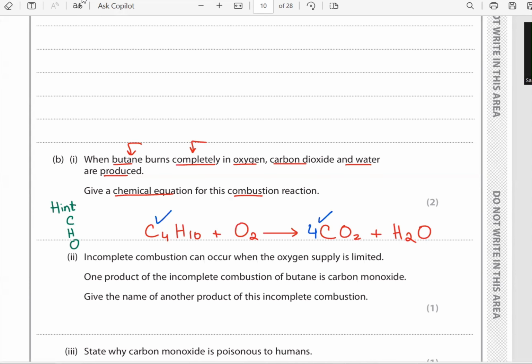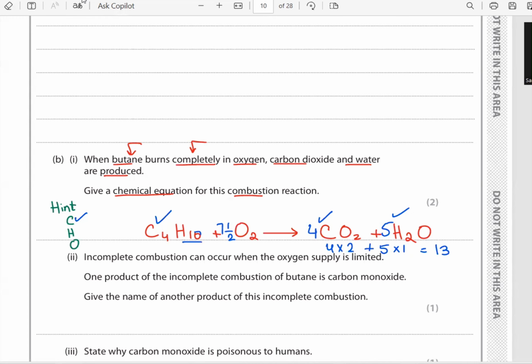Next thing, hydrogen. Hydrogen is 10. We have to make it 10 here also. So multiply by 5. Done. Now only oxygen remains. We will see after the arrow how many oxygen are there. 4 times 2 plus 5 times 1. So total oxygen is 8 plus 5, which is 13. So here we will write half of 13. Half of 13 is 7 and a half. This is how we will balance the equation in fractions.